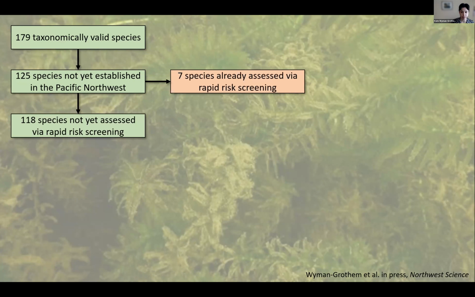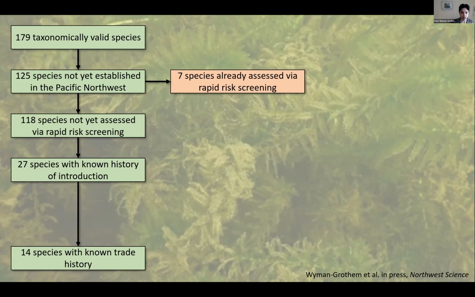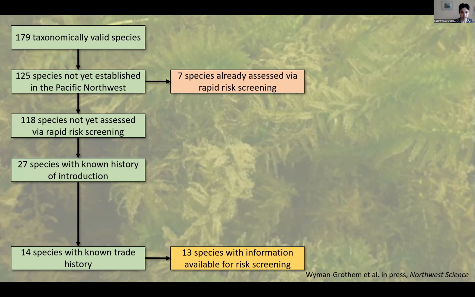That left 118 species. We didn't have the capacity to complete a full risk screen for all of these, but the regional advisory group had advised us to prioritize species that already had a known history of introduction, which narrowed our list down to 27. They also wanted us to prioritize species present in trade pathways, in addition to the recreational boating pathway. Of the 14 species with known trade history, 13 had sufficient information available for us to complete a risk screening report.